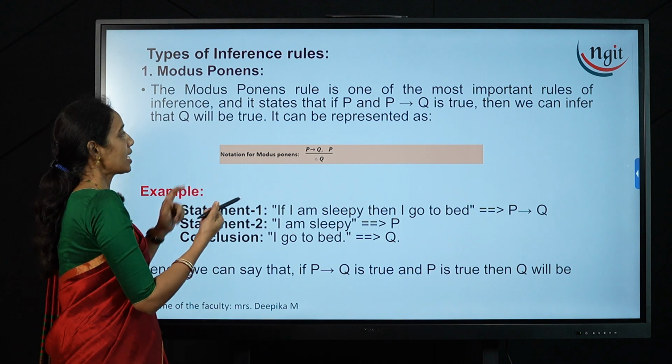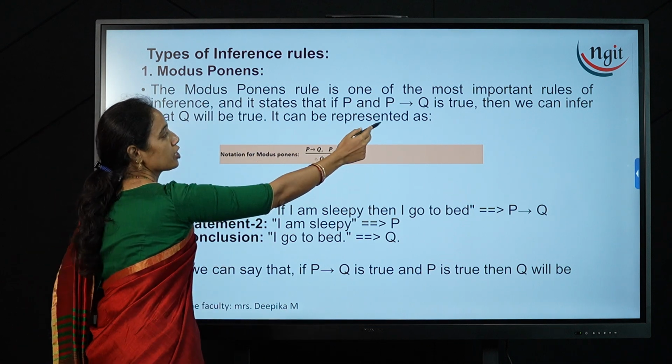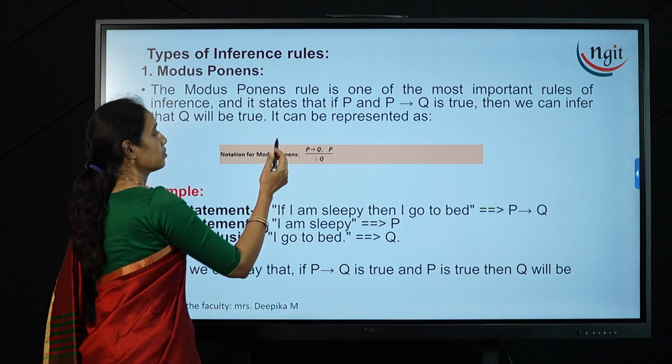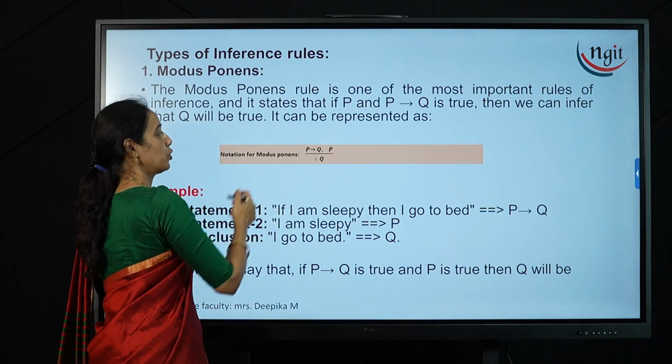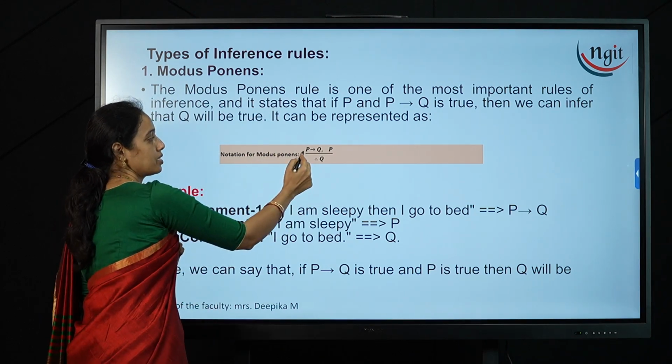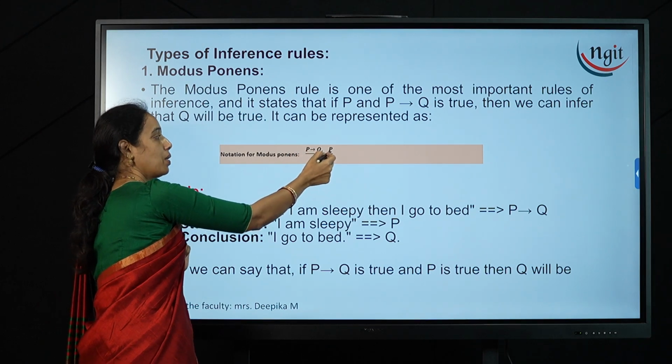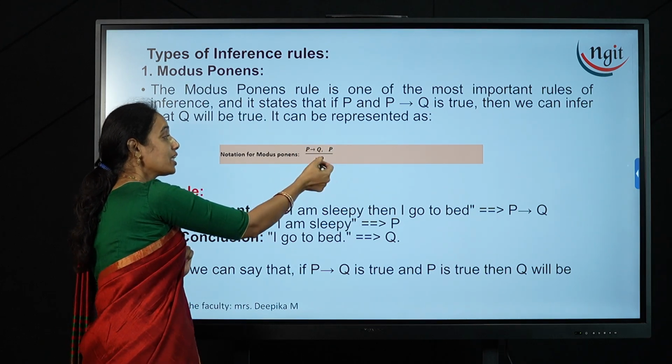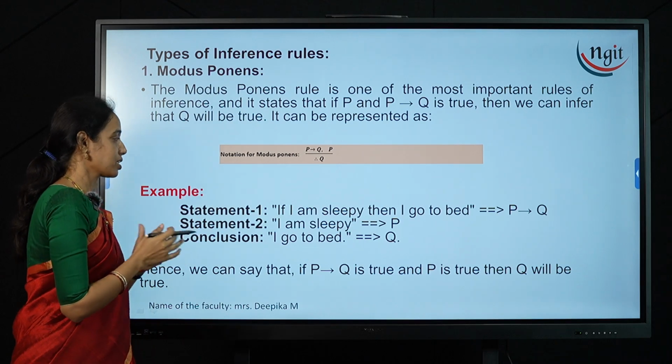Modus ponens says that if P and P conditional Q are true, then we can conclude that Q will be true. That is, it will be represented something like this: P conditional Q, comma P, then we can derive Q. Let us discuss it with one example.